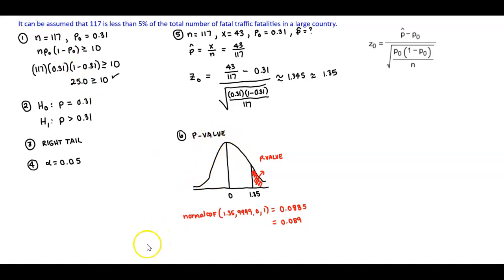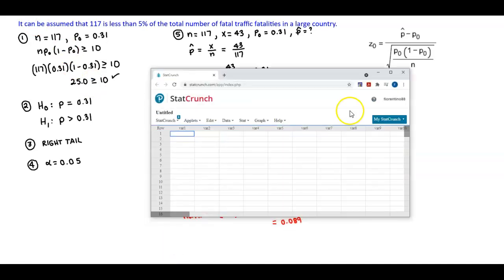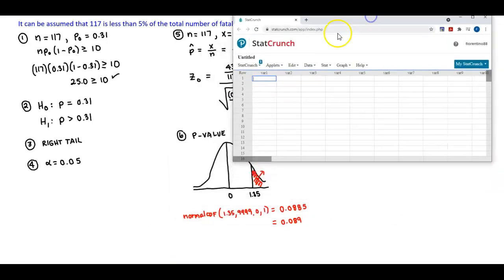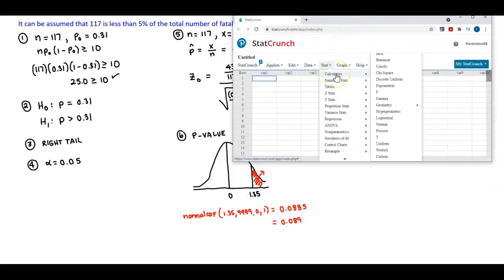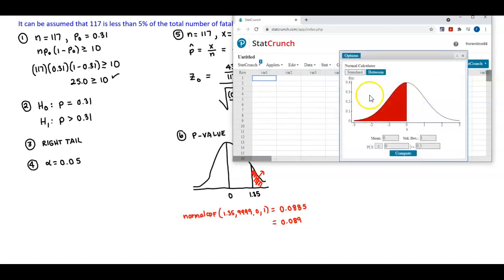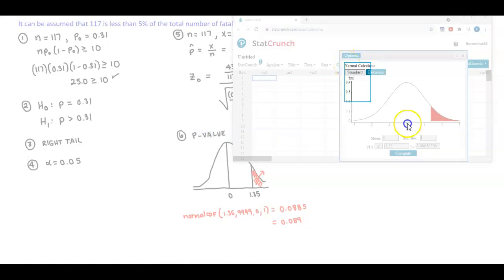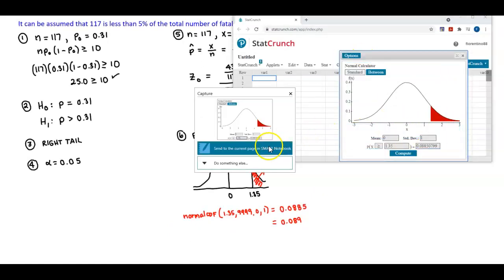Okay, now if we want to find the p-value using StatCrunch, then we would go to StatCrunch. Then we're going to go to Stat, select Calculators, and then go down to the normal distribution, since we know that we're looking for the z value, so we'll select normal. We know that it's going to be the standard mean, which is 0, and then standard deviation of 1. And we know that the value of x has to be greater than 1.35. So therefore, that's going to give us our p-value with StatCrunch.